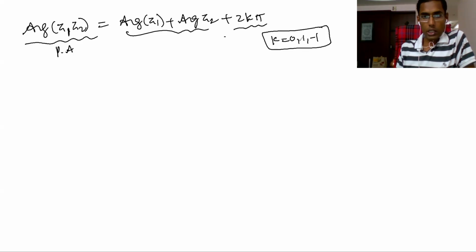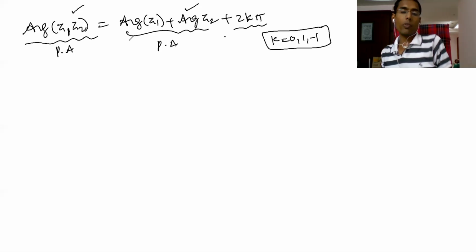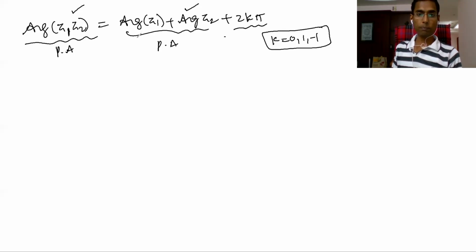Taking this appropriately, no? You can also bring this into the principal argument. When you bring this one into the principal argument, and this one also into the principal argument, their values will be the same. That is the reason 2k pi will be added.